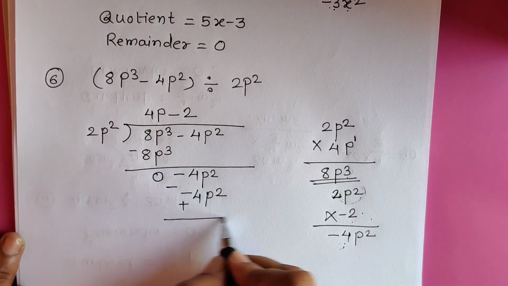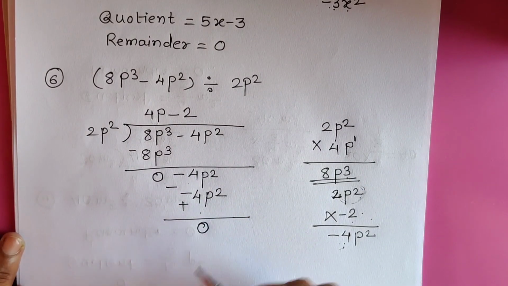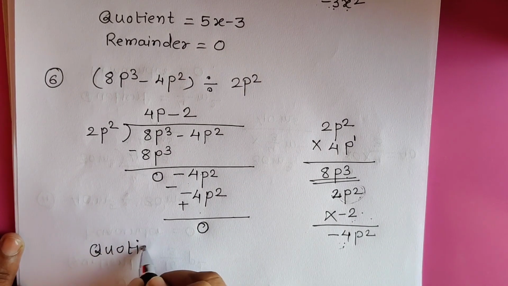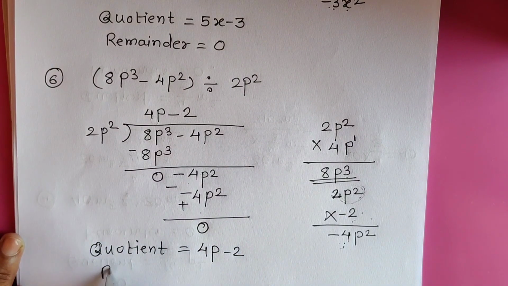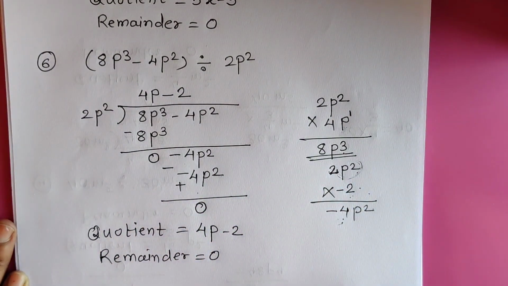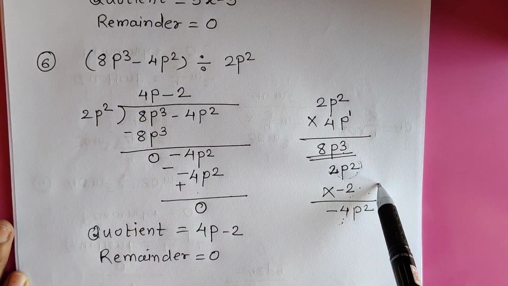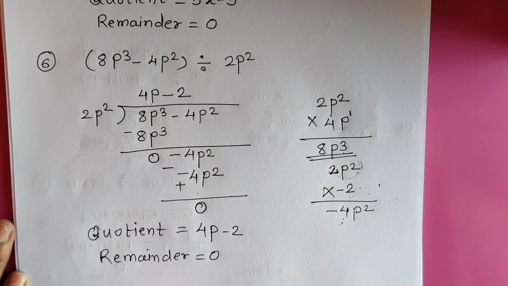Subtract, minus minus become plus. Minus 4p square plus 4p square. The remainder will be 0. Now write down the quotient and remainder. Quotient is 4p minus 2 and remainder is 0. So in this way, by doing both the methods simultaneously, we can complete the division. We have to do division also, but at the same time we have to see the multiplication. Simultaneously we have to do both the operations to complete division.